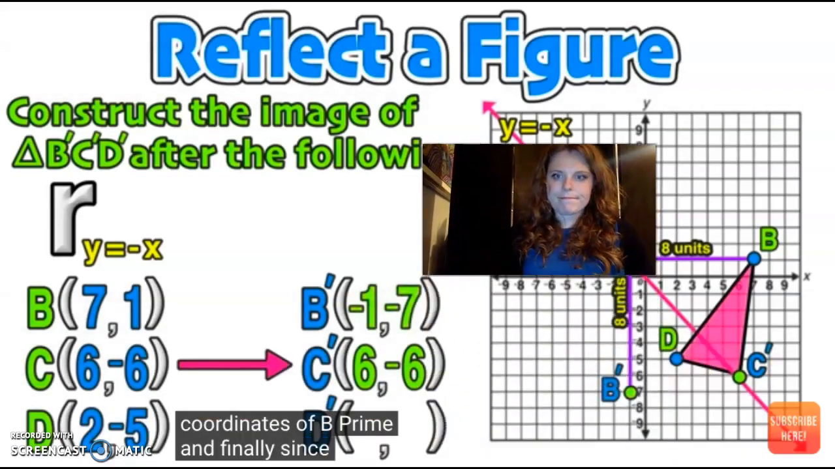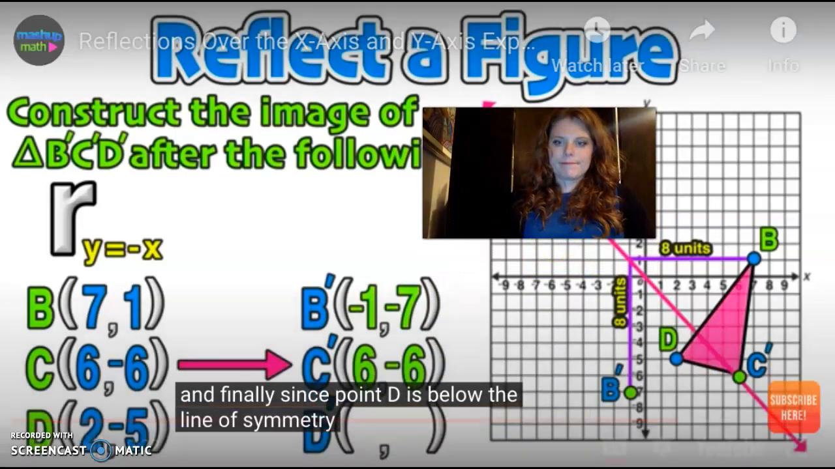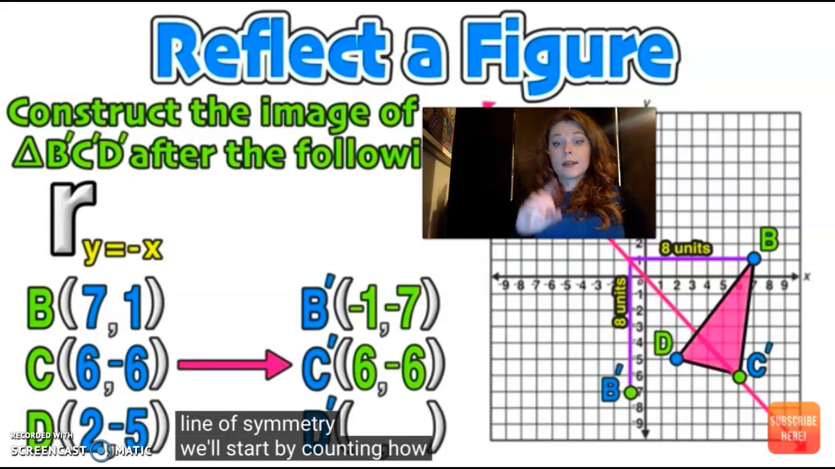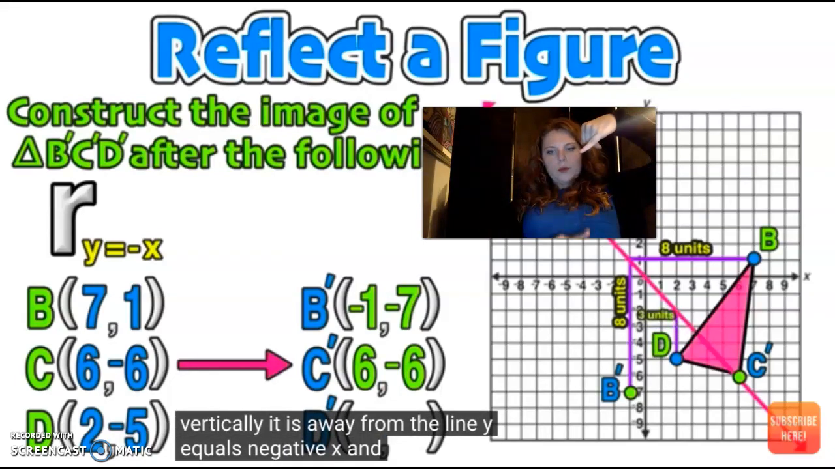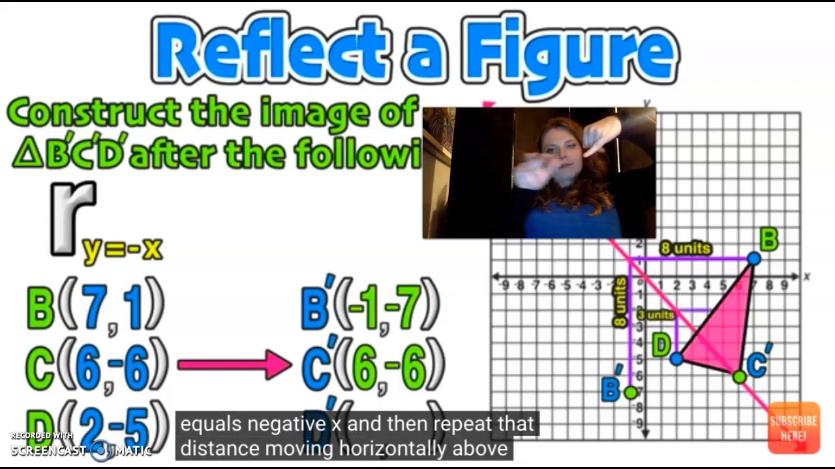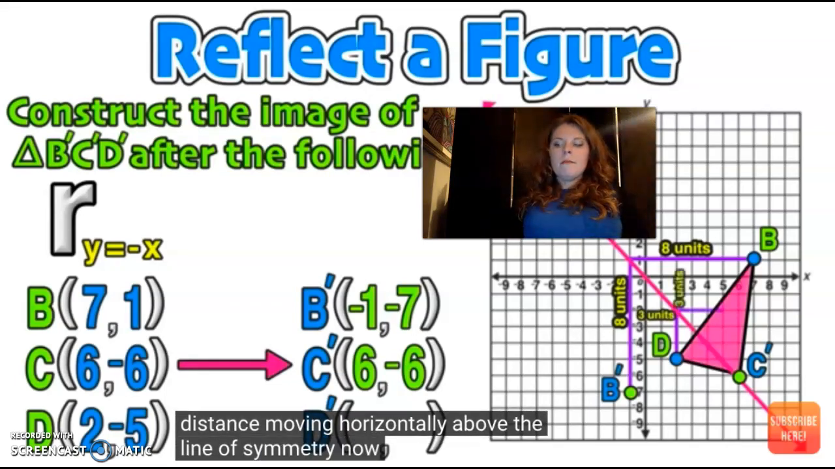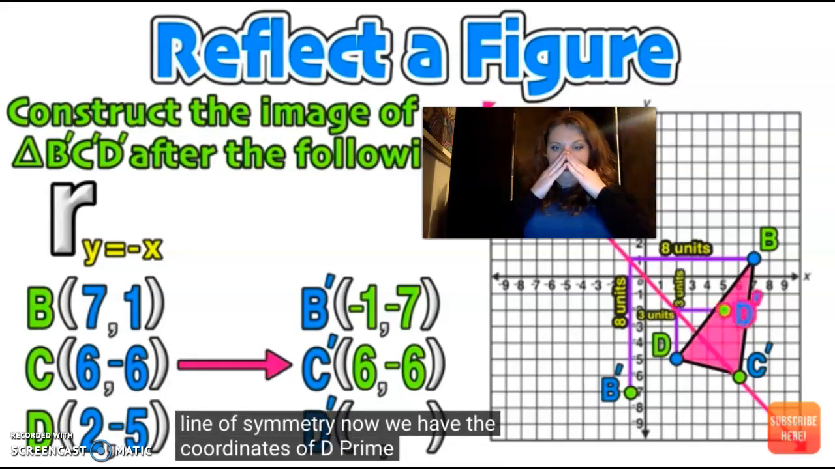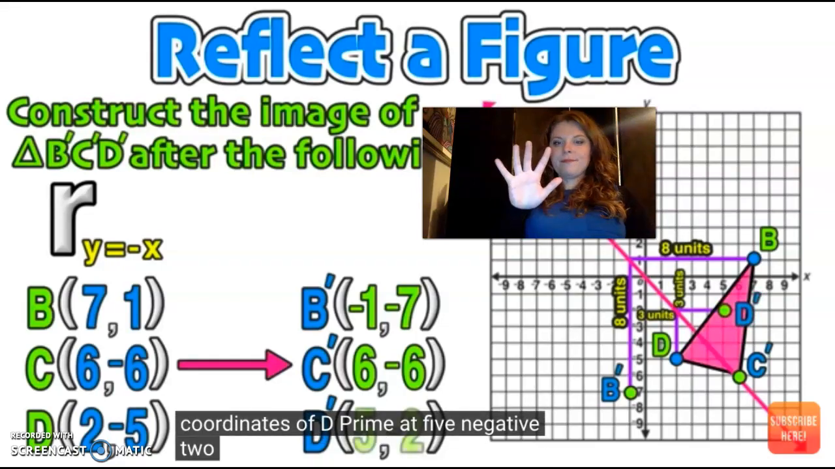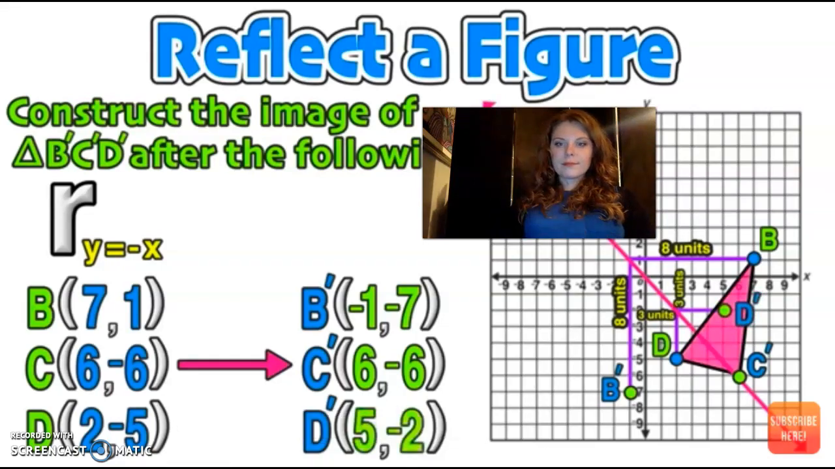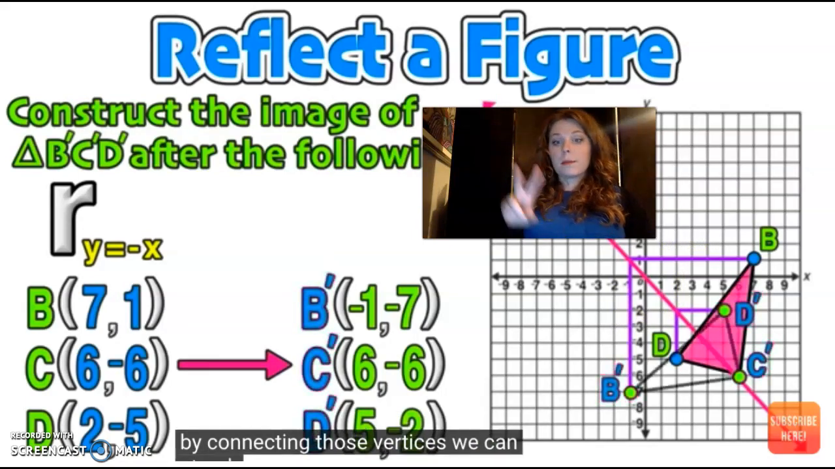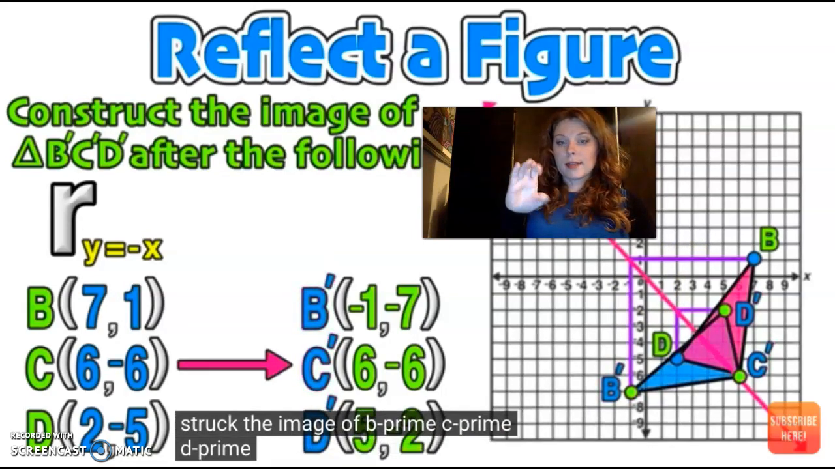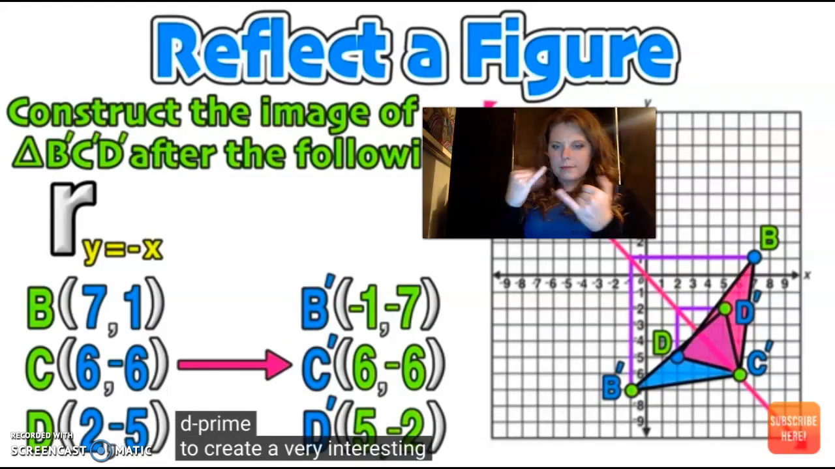And finally, since point D is below the line of symmetry, we'll start by counting how many units vertically it is away from the line y equals negative x, and then repeat that distance moving horizontally above the line of symmetry. Now we have the coordinates of D prime at 5, negative 2. By connecting those vertices, we construct the image B prime, C prime, D prime to create a very interesting picture.